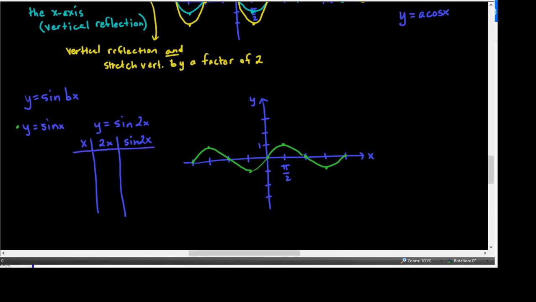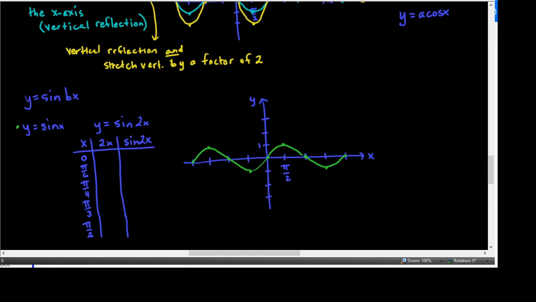Okay, so let's start with 0, and let's do pi over 6 and pi over 4 and pi over 3 and pi over 2 as a starting point. And we'll see if that's enough information to figure out what's going on. My hope is that it will be plenty of information.